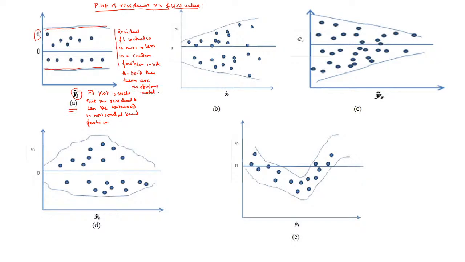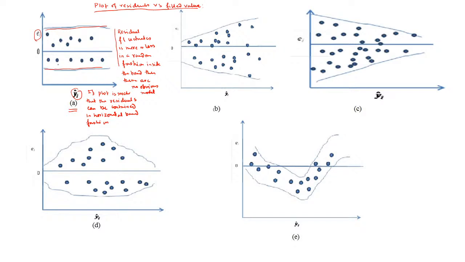So I want to say, if the residual points are distributed randomly, then this means there is no model defect. That means your assumptions of error, expectation of ei equal to 0, hold, as well as variance of ei equal to constant for all i.